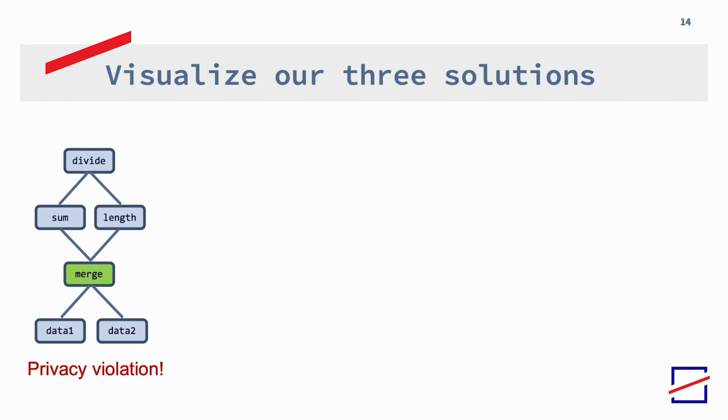Let's see what happens to the three solutions that I presented before for the average problem and how they translate to these particular graphs. So in the first case, we can place the merge operation here as shown on the left, where that means just that we take the data from the first hospital node, the data from the second hospital node, we merge them together in the central node, and then we proceed with the rest of the computation. As we said, this is a privacy violation, obviously, because we are exposing the individual data points to the central node.